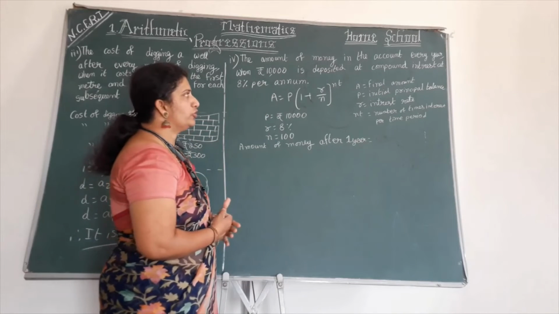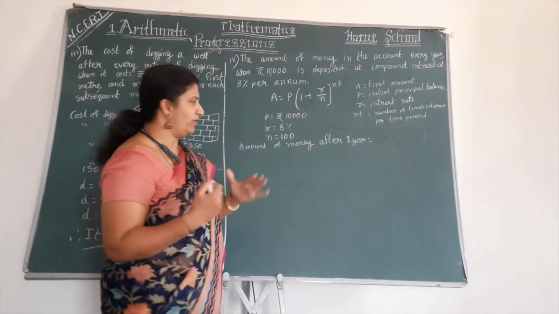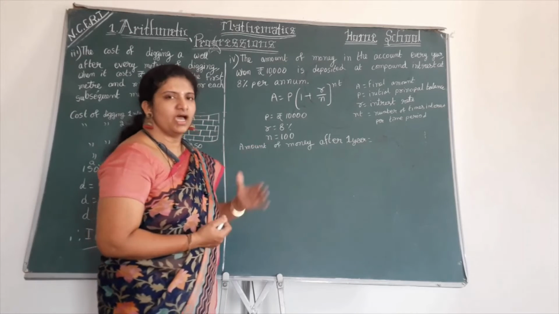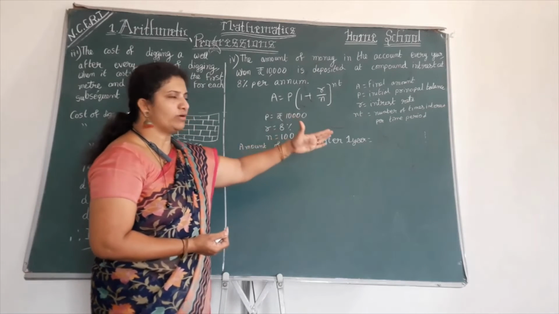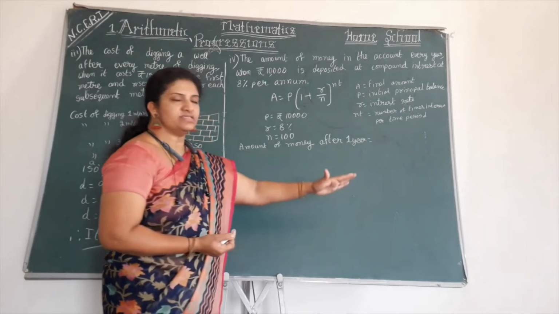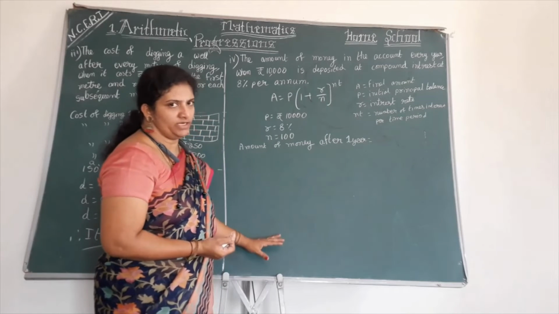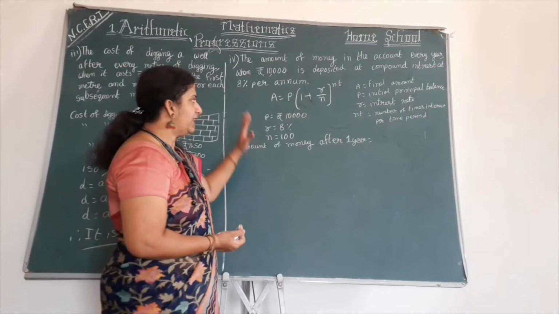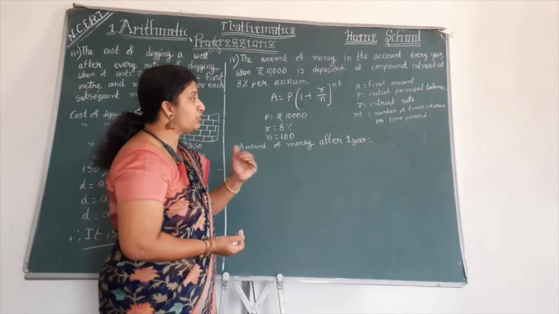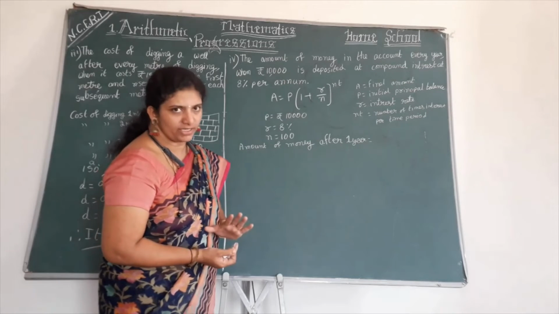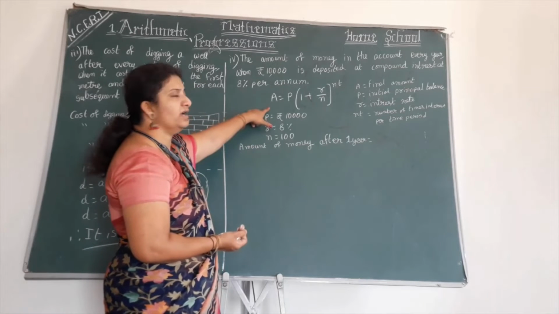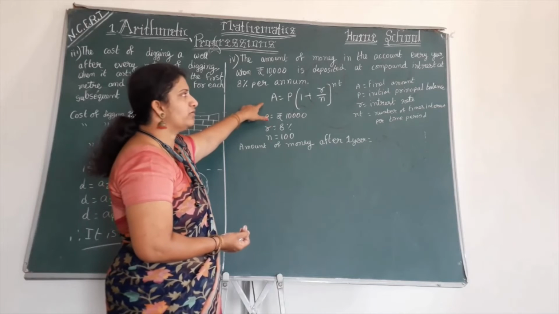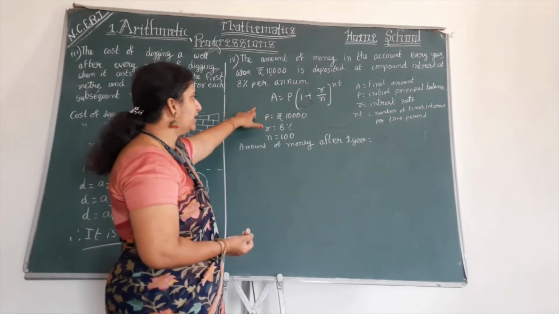Compound interest 8% per annum. So what you are going to do? Every year you are going to find out the compound interest after 1 year, after 2 years, after 3 years. So whatever you get the value, write in sequence and just find out the common difference. If it is constant, then this is in AP. If it is not constant, then it is not in AP. For this, first we should need the formula.